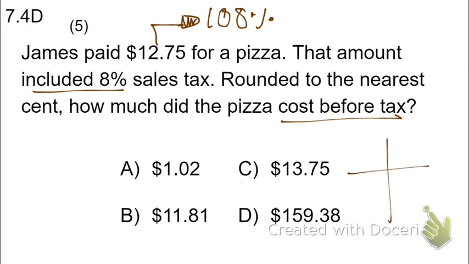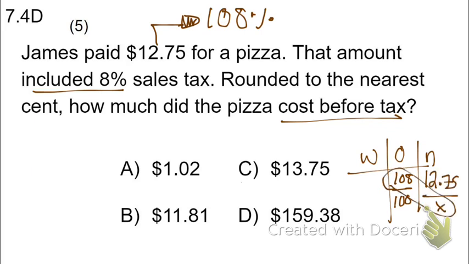So we would set up a one chart, and we already know what 108% of the price is. We want to know what 100% of the price is, and so 108% of the price is $12.75. What is 100%? And we can just multiply $12.75 times 100, which is just 1,275, because that's just moving the decimal 2 places to the right. And then we're going to divide by 108, and that's really the only part that you're doing the division on here. And that should give us $11.80.